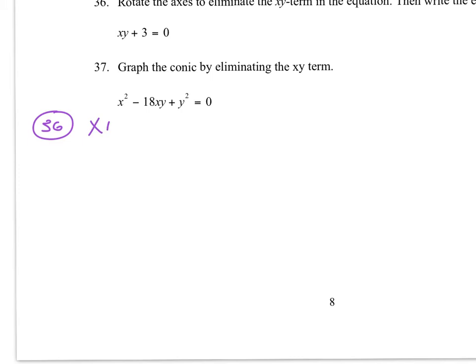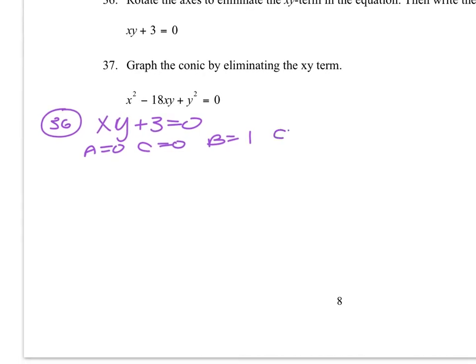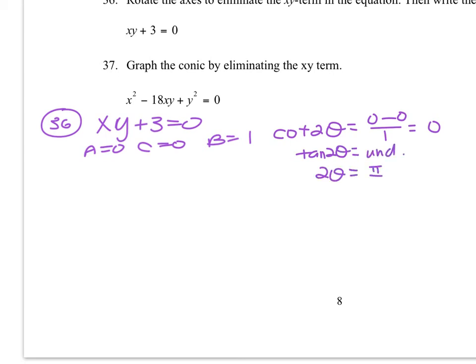So xy plus 3 equals 0. The first thing you've got to do is find out what theta is. So A is 0, and C is 0, and B is 1. And then A minus C over B, so this would be the cotangent of 2 theta equals 0 minus 0 over 1, which is 0. So again, if cotangent is 0, then tangent would be undefined, and that's going to occur at pi over 2, so 2 theta equals pi over 2, and divide by 2, and theta is pi over 4.